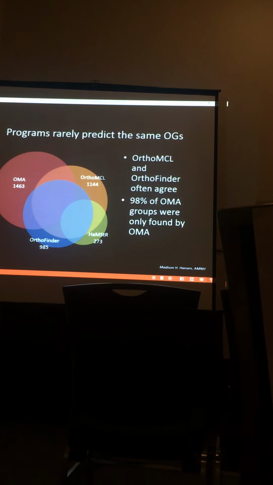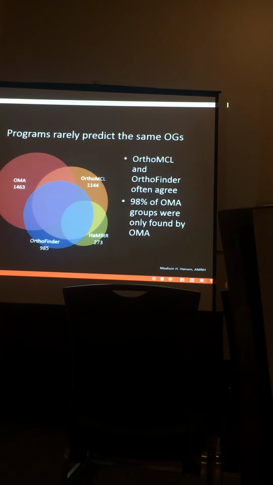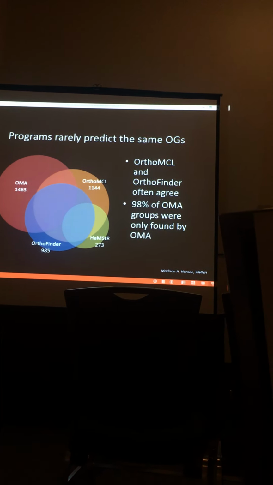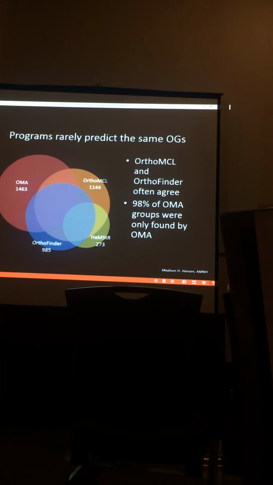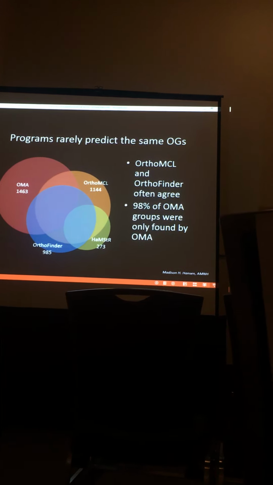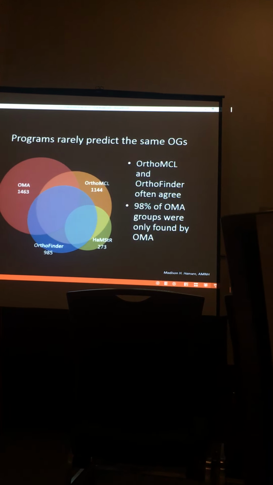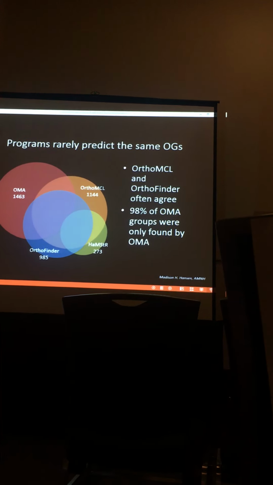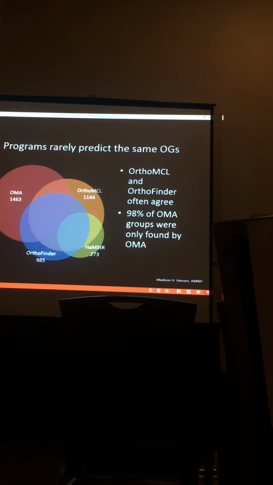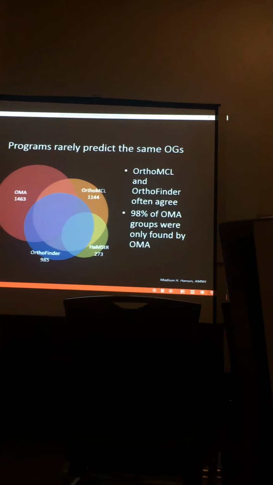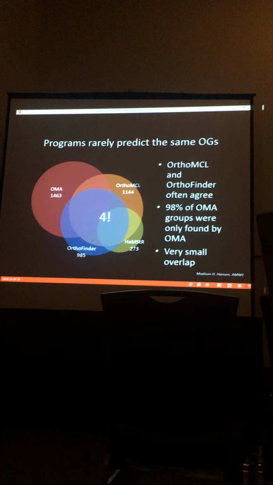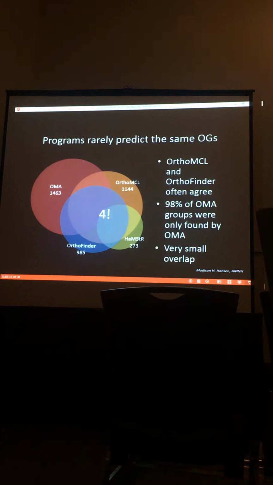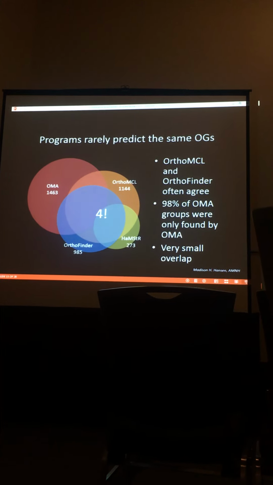OrthoMCL and OrthoFinder agree most of the time. They find hundreds of groups of genes that are all the same. That makes sense, they actually use really similar methods. That red area should be much larger than it is because 98% of OMA groups were only found by the OMA program. That's because they were much smaller and the other programs were either ignoring those groups altogether or maybe combining them into larger groups. And the overlap between all of these programs was very small. There were only 4 orthologous groups of genes that were found by all of the programs.